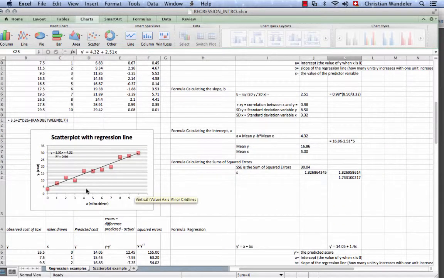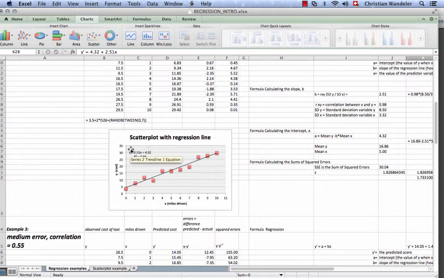And if we look at what Excel came up with, Excel came up with the same formula, right? Just they flipped it around. And now the r squared, the explained variation, is 0.96, right? Which is actually 0.98 squared. The coefficient of determination is the same thing as the correlation squared when you have one predictor in the regression.